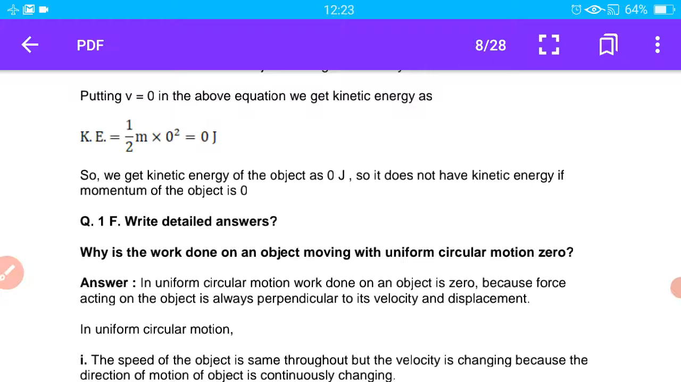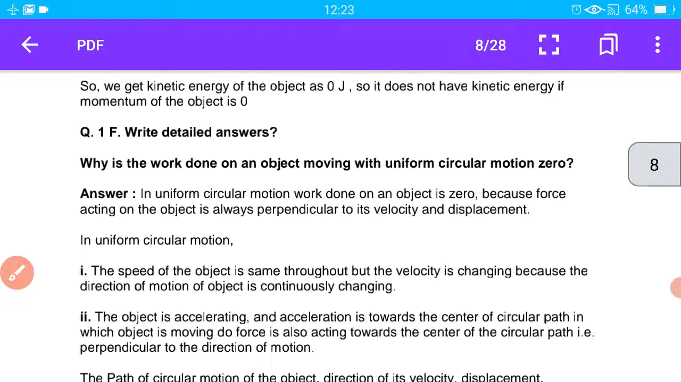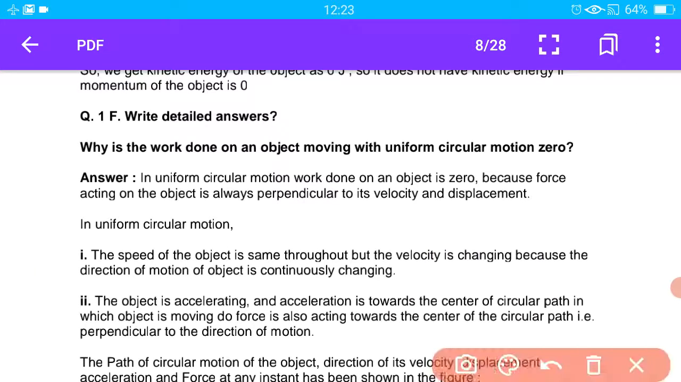So we get the kinetic energy of the object as 0 J, meaning joule. So it does not have kinetic energy if the momentum of the object is 0. Okay. Next question. Write a detailed answer.